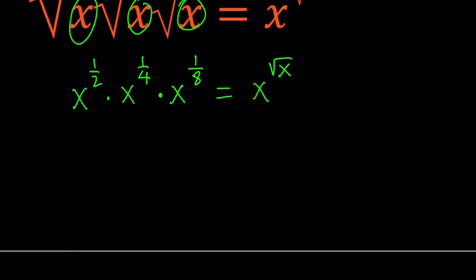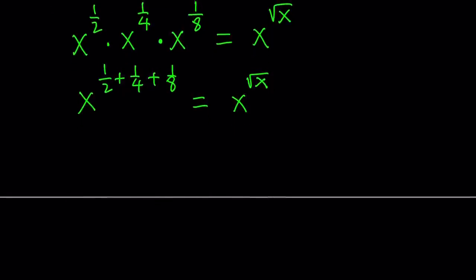We can go ahead and add the exponents on the left hand side, so this gives us x to the power 1/2 plus 1/4 plus 1/8. And the right hand side again stays the same, x to the power square root of x. Great. Now we can go ahead and make a common denominator for the fractions, which is 8. So this is going to become x to the power 4/8 plus 2/8 plus 1/8. And that is going to equal x to the power square root of x.